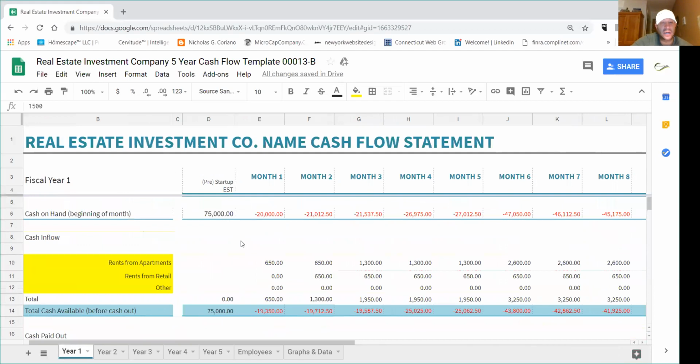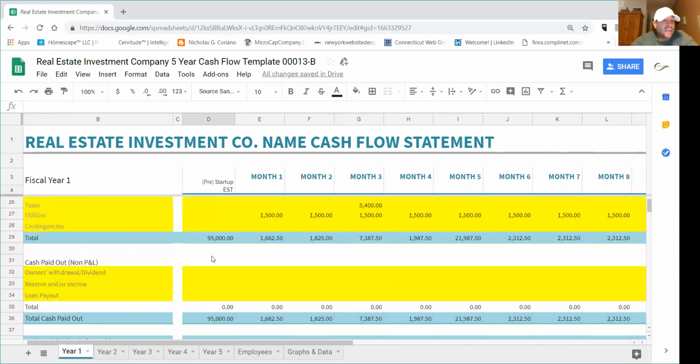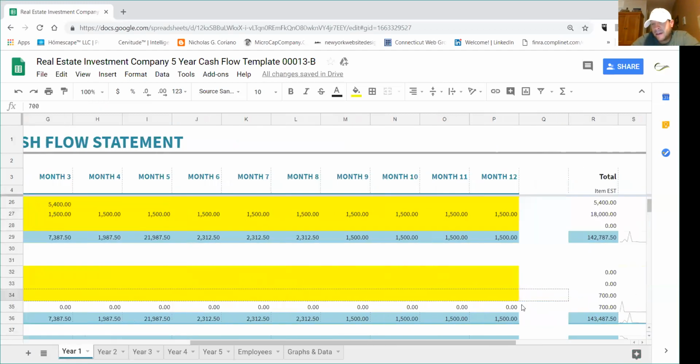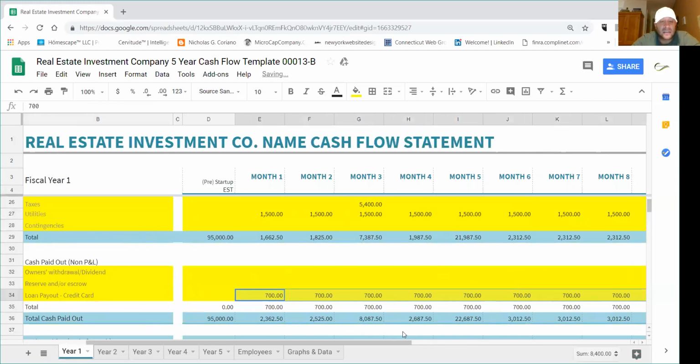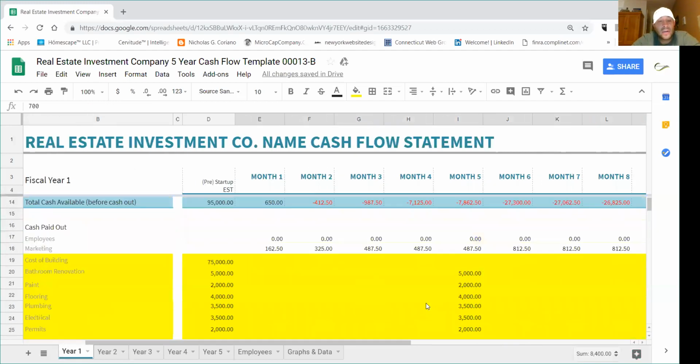Now these numbers are red because I didn't add the first number. So let's assume that I swiped a credit card for 20,000. So there's a 95,000. Now we're even, but we got a payment for the credit card. So let's go over here, loan payout. We can type in credit card, and let's put that payment at 700. This is how you understand if a deal makes sense, by running these numbers.